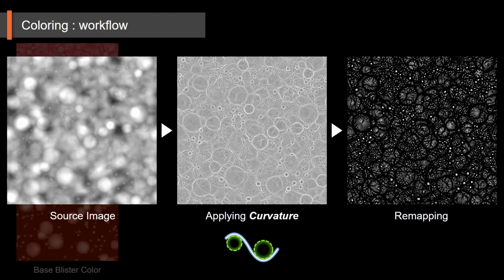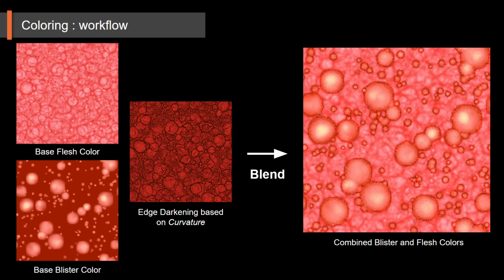And I started with my flash layer and blister layer. And this is the source image, which is the final height layer. And I applied the curvature node, which is a new node in H21. Then there will be some soft boundaries like this based on curvature. And then I remapped it. And based on the remapped result, I colored the flash color layer, and also I added a darkening layer for some details. So those outlines, they are all from darkening layers.